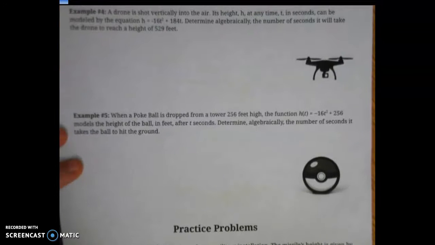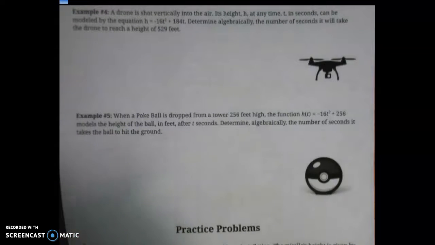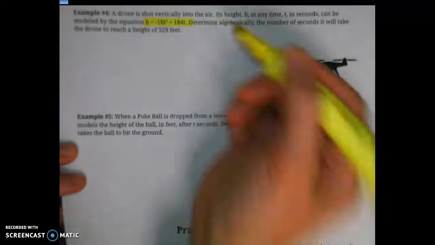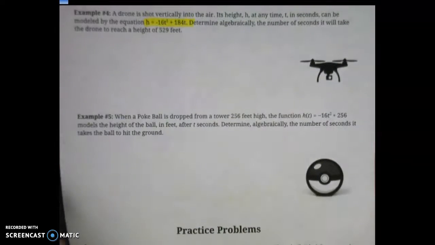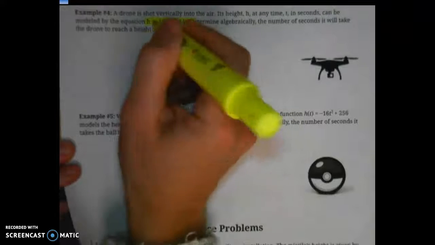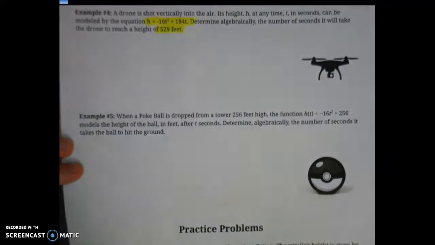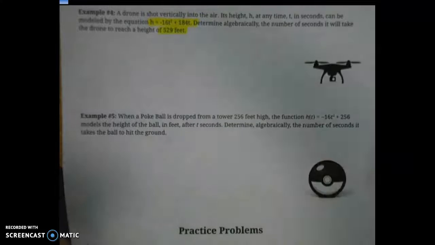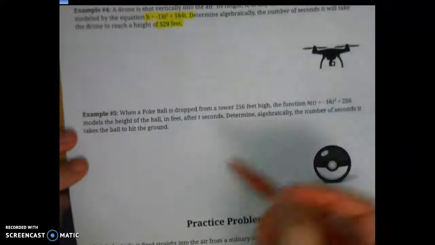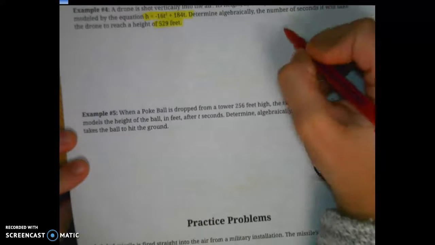Let's see. A drone is shot vertically in the air. Its height, h, at any time t in seconds can be modeled by this equation. Determine algebraically the number of seconds it would take for the drone to reach a height of 529 feet.